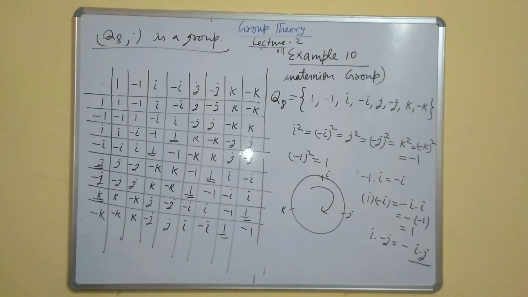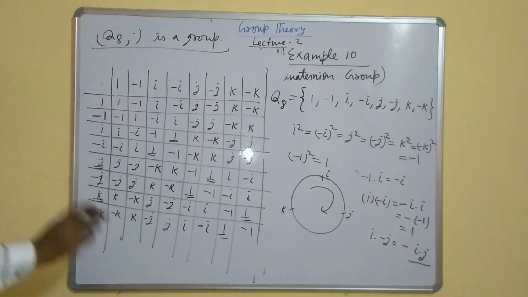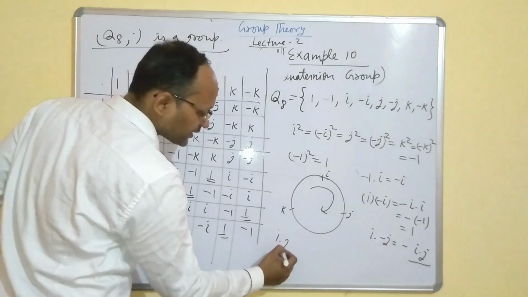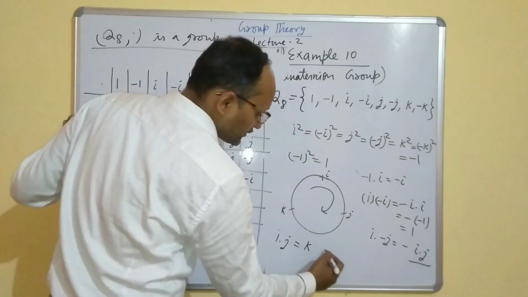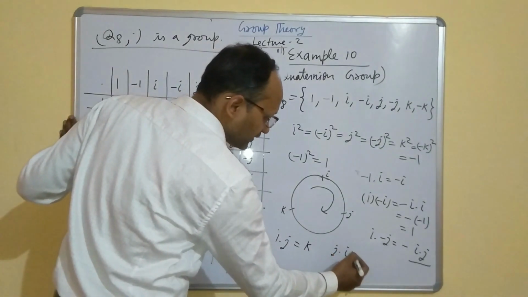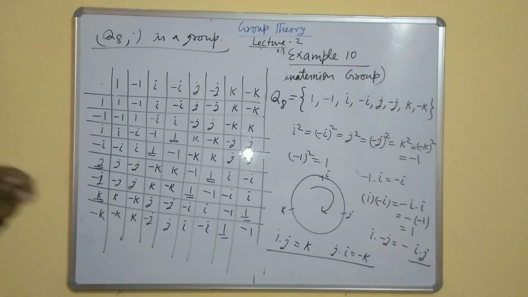And one more thing you can see, that this matrix is not symmetric. So it is not an abelian group because i into j is k, but if you multiply j into i, you will get minus k. So this is a non-abelian group. This is an example of a non-abelian group.